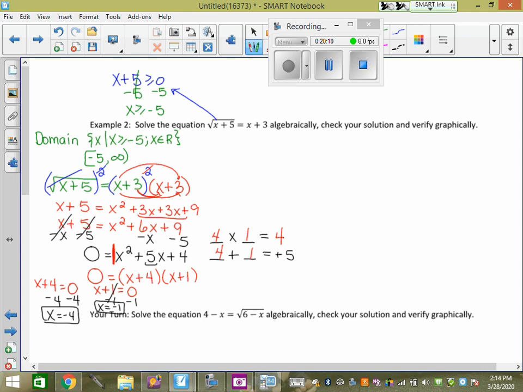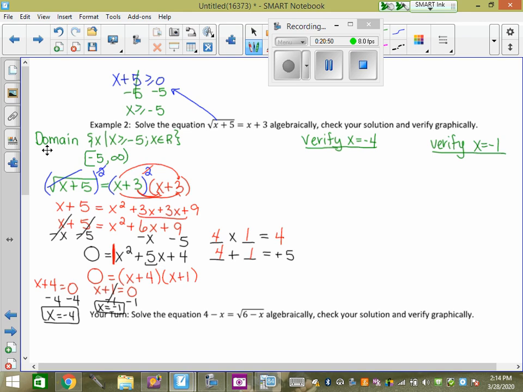No, we have to verify. So we're going to have to go over here and verify each of them separately. So I'm going to verify x equals negative 4. I should never box those until I'm actually done verifying. Verify x equals negative 4, and I need to verify x equals negative 1, because one of them could work, both of them could work, or neither of them could work. So we have to check.